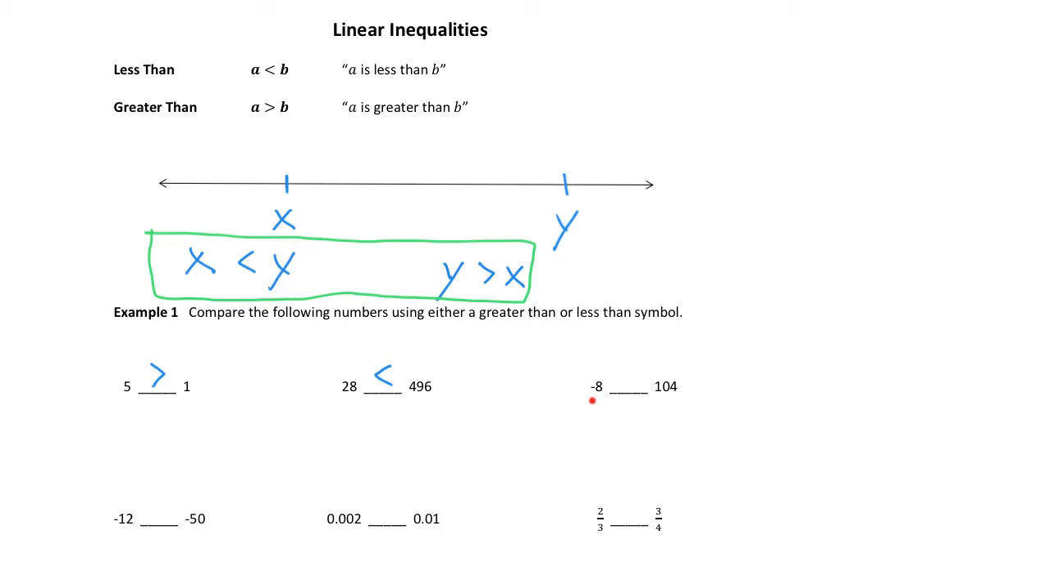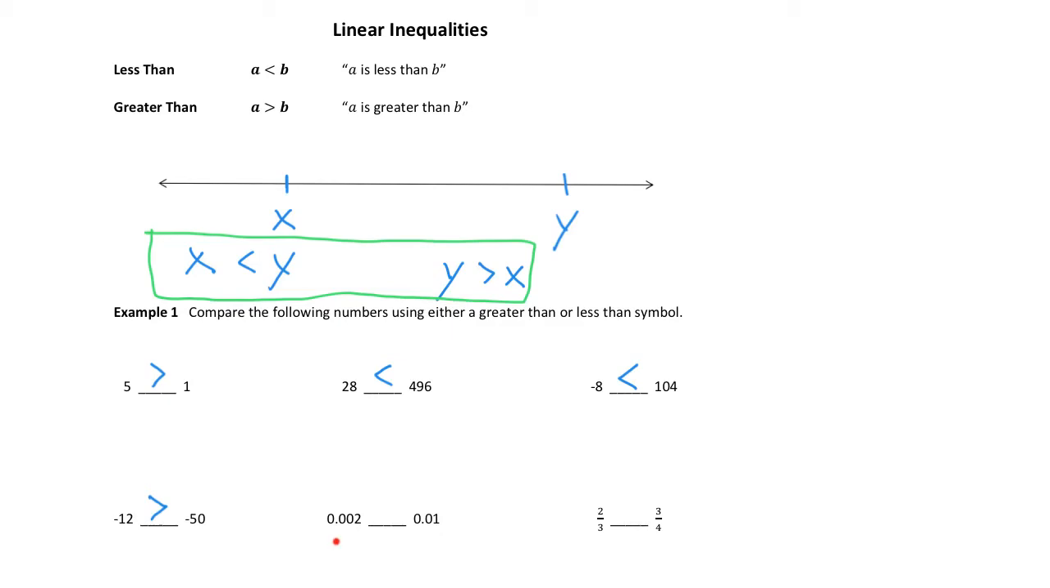Maybe if you throw in some negative numbers and a positive one, that might be a point of confusion, but negative is going in this direction, the positives are going in this direction. Clearly 104 is greater than negative 8, or said another way, negative 8 is less than 104. If both of the numbers are negative, as you're moving in this direction, you would get to negative 12 before you get to negative 50. Therefore, negative 12 is greater than negative 50.